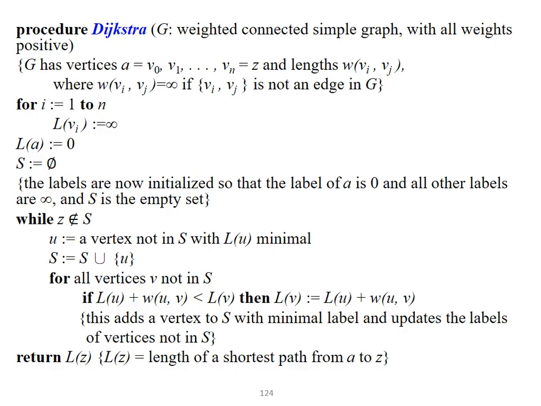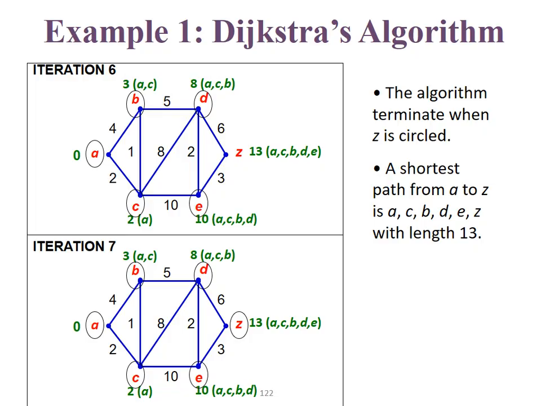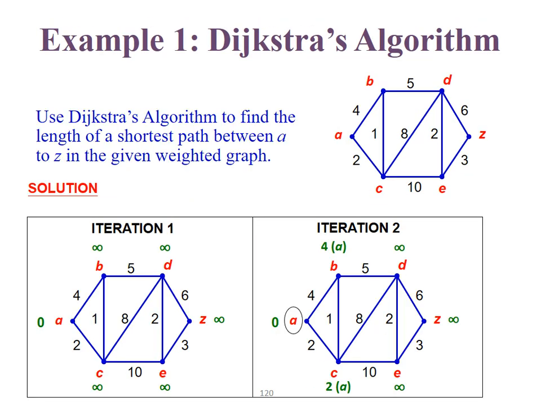So next, let's consider if L(U) plus W(UV) is less than L(V). Okay, so now we know we have only the initial vertex in the set S. Then we need to consider all edges connecting U to other vertex V. Right? So that will be our iteration 2.